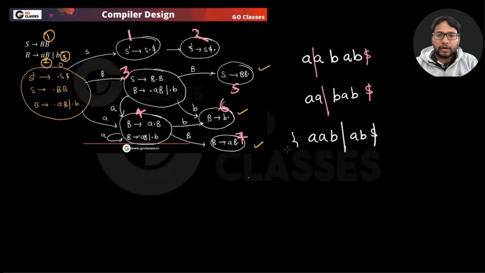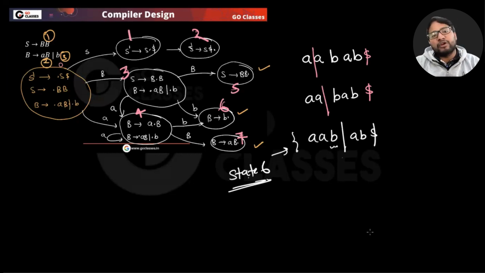Here, can you tell me the state number? State 6, right? So this is state 6. Now this a b is in state 6. Now can you tell me what state 6 has to do? State 6 is saying you can reduce that to capital B. Okay, you can reduce this small b to capital B.